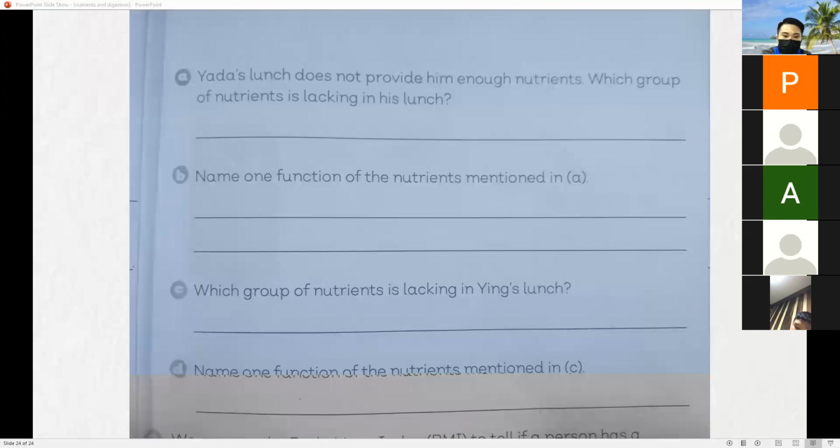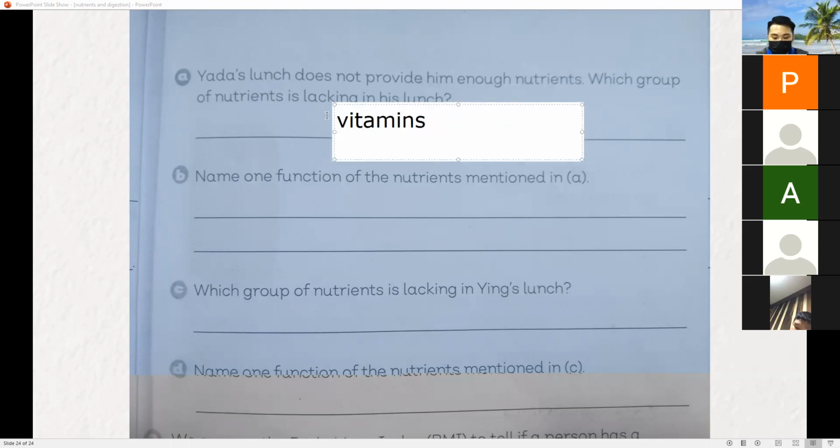All right, so the answer here is vitamins. Okay, he is lacking vitamins. So name one function of the nutrients mentioned in A. What is the function of the nutrients?